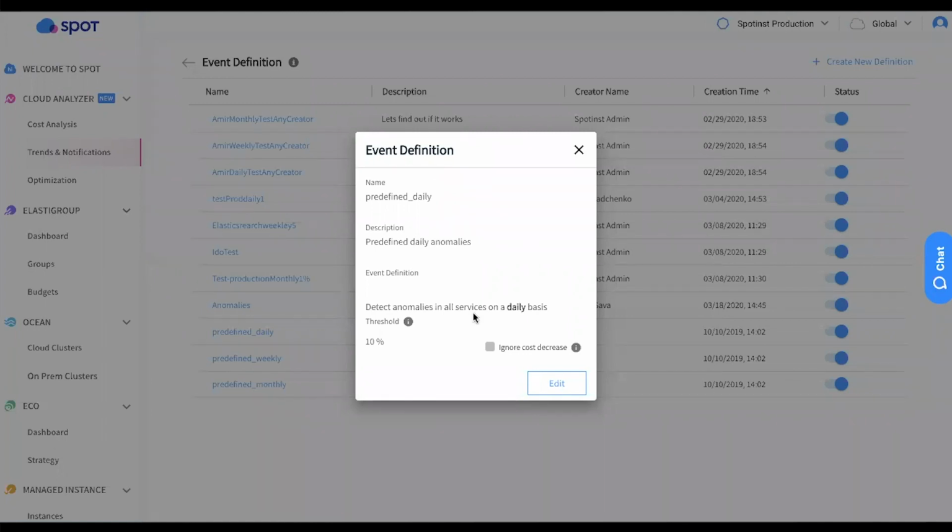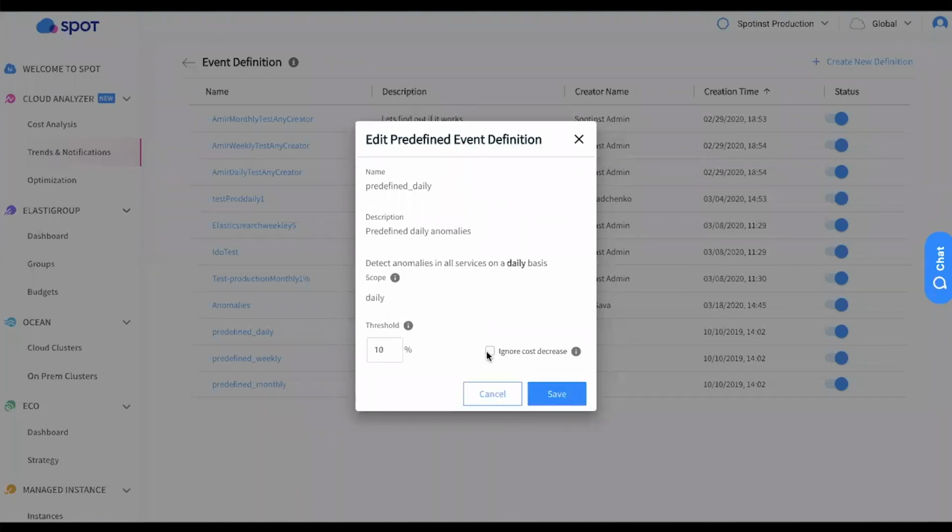Over here I see it's defined. This is a daily one. Like I mentioned, we also have weekly and monthly. I can go ahead and edit this. Even though I can't change any of the other aspects, I could change the threshold. If I feel 10% deviation from the norm is not significant, I can change this, make it 20%, 30%, whatever it is, until you're comfortable and the events we're showing you are only events that are actually meaningful.